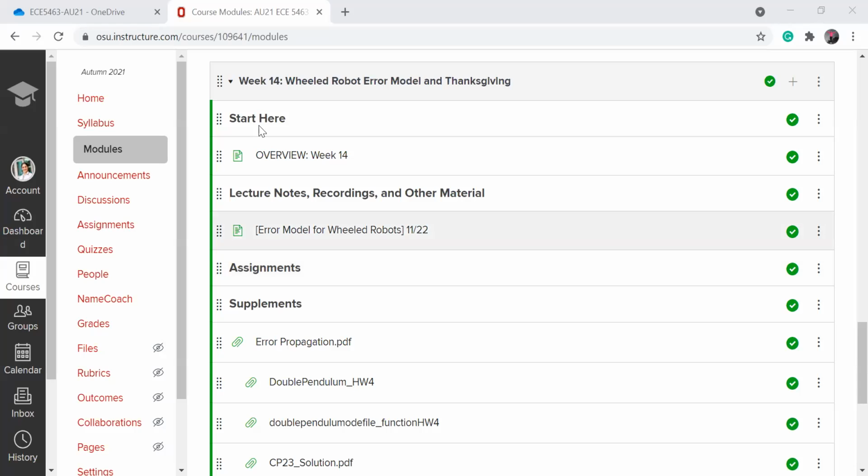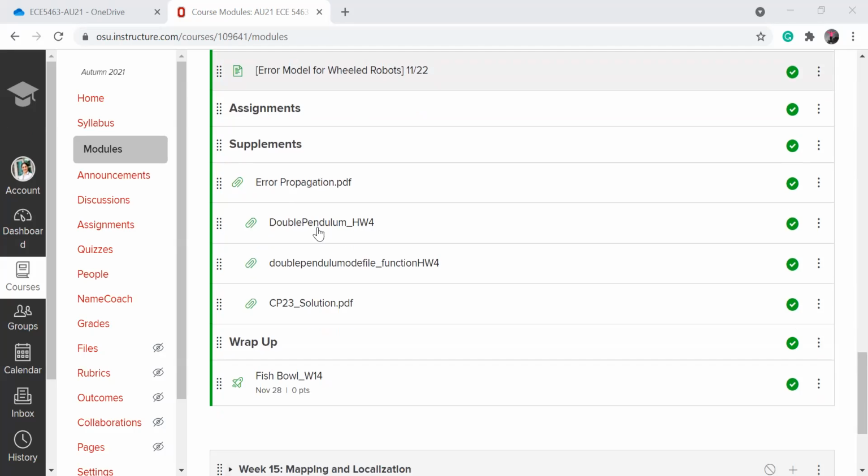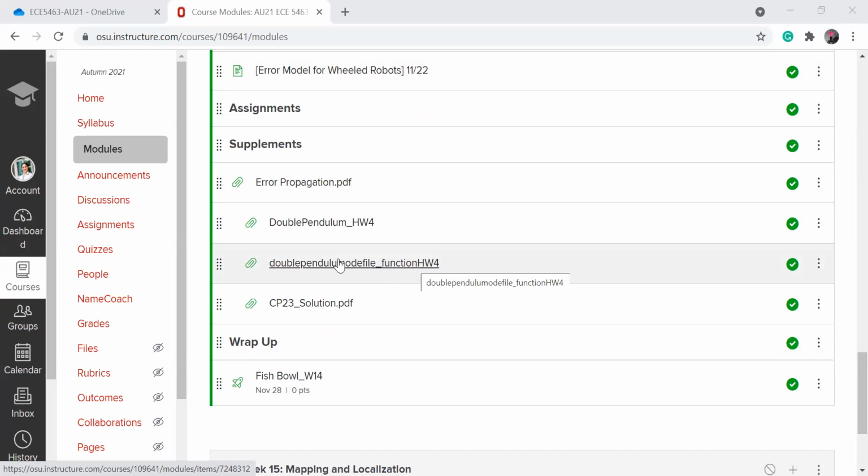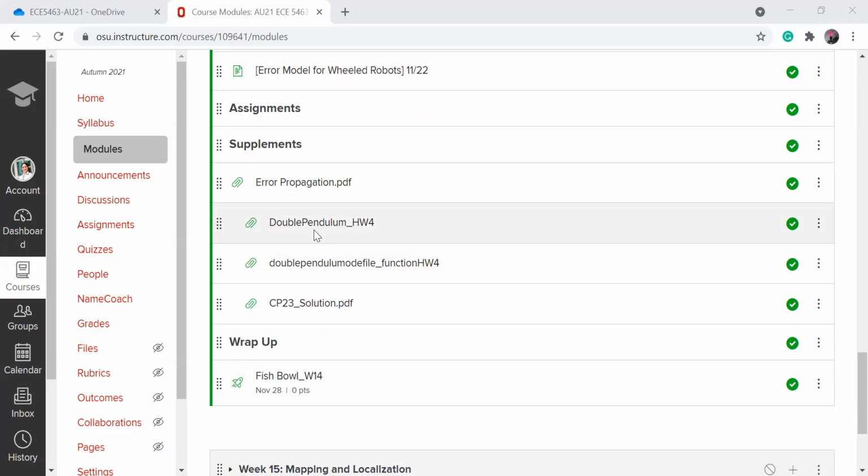I added a few things to this week's module. So I posted a possible solution for homework 4. There are different ways of doing it. This is a possible solution, so make sure this is the actual code that you run. This is a function, so you have to take that function homework 4 out so it will be able to run. Put them in the same folder.